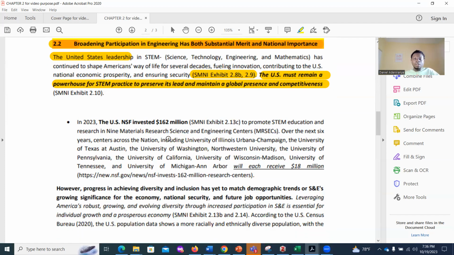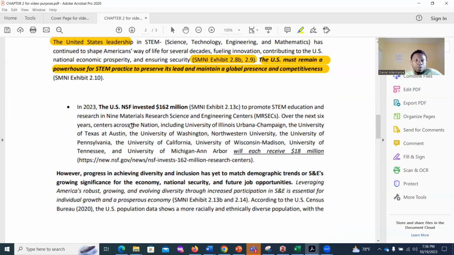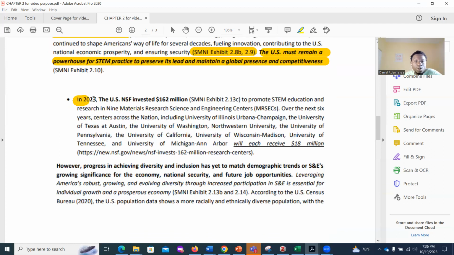Importantly, I want you to look at this. This might help some people. In 2023, the US NSF, National Science Foundation, invested $162 million to promote STEM education and research in nine material research science and engineering centers.